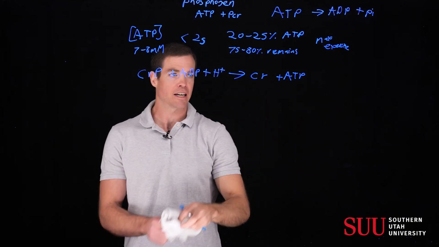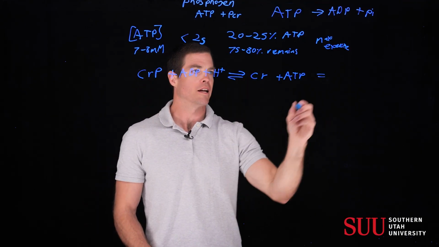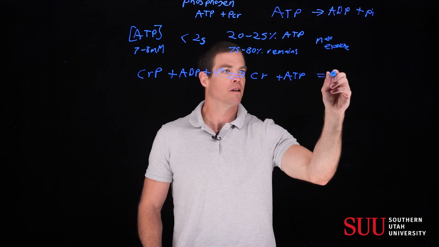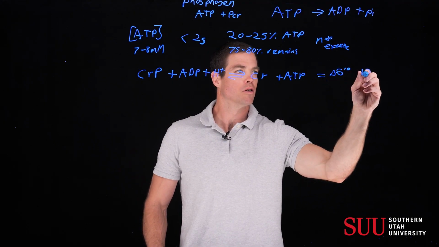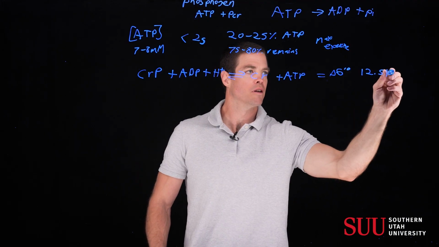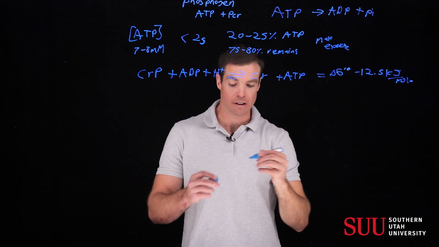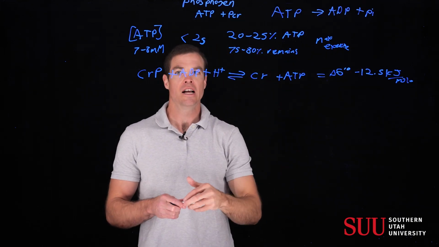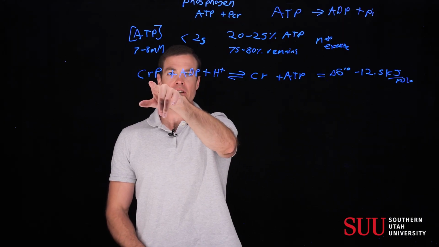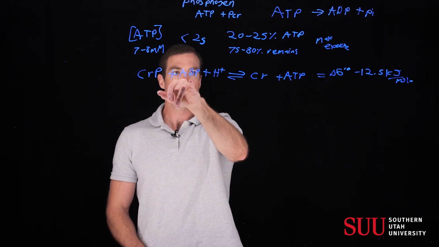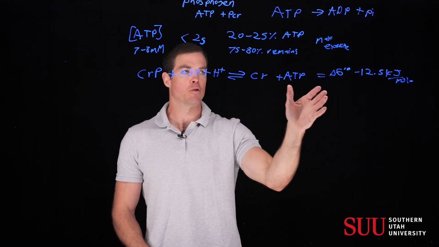Now, this reaction with creatine phosphate is a reversible reaction. And this has a delta G prime naught of negative 12.5 kilojoules per mole. That's negative, so it is a favorable reaction, but it's not super high. Of course, it is higher when you have really high levels of creatine phosphate and higher levels of ADP, and then this is going to make the reaction very favorable. But it is a very reversible reaction.